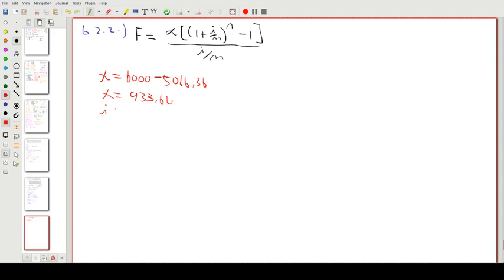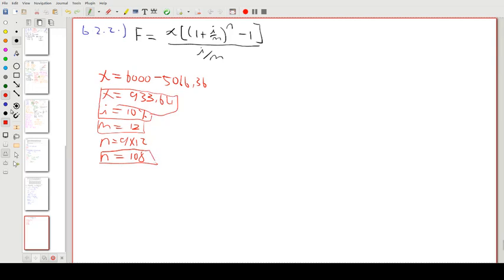We know our interest rate, that's 10%. The compounding period is monthly, so that gives us m of 12. And n is the total number of compounding periods, so we know that's 9 years. So 9 years times 12 times per year gives us 108 months, 108 compounding periods. Okay, so all the values we need are right here, and now we can just plug and play.